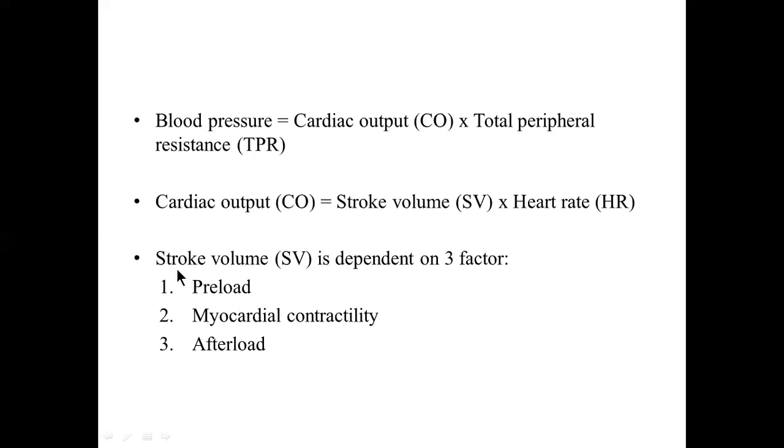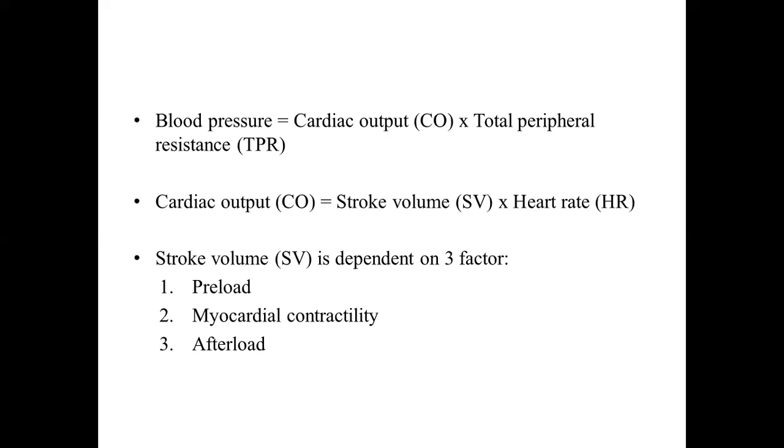Then let's talk about this component, which is the preload. And here, actually, there is a lot to talk about in this section. As we said, stroke volume is directly proportional to the preload. That means, logically, when there is an increase in preload, the stroke volume should increase. And this is according to the Frank-Starling law. When there is more preload, the myocardial cells will become more stretched, and so they will contract more. And when they contract more, they will produce more stroke volume and more cardiac output.